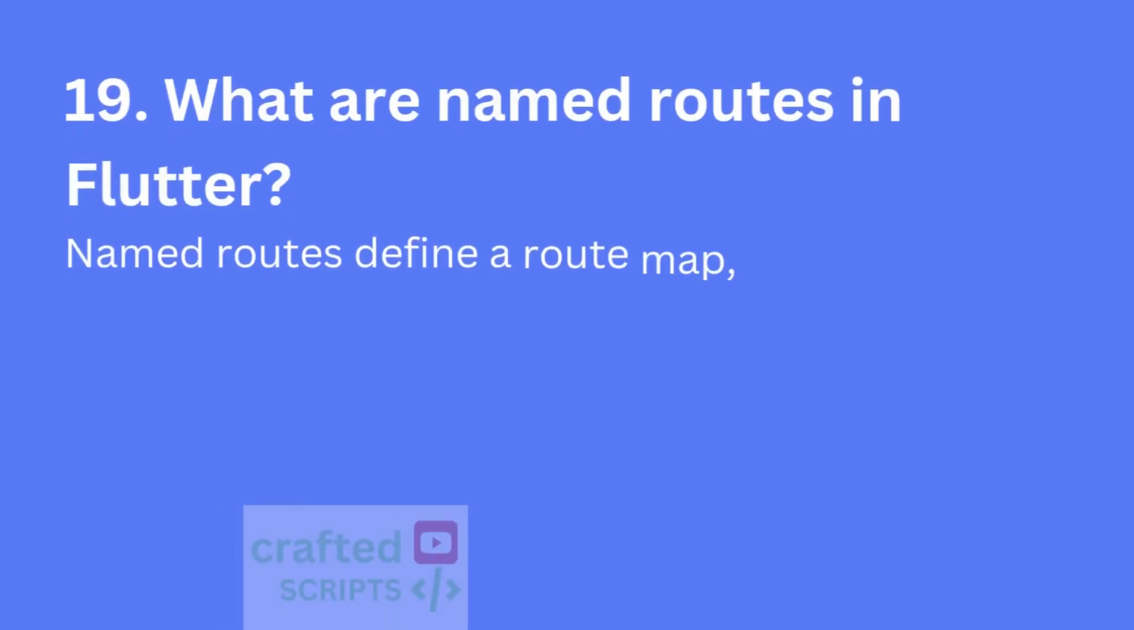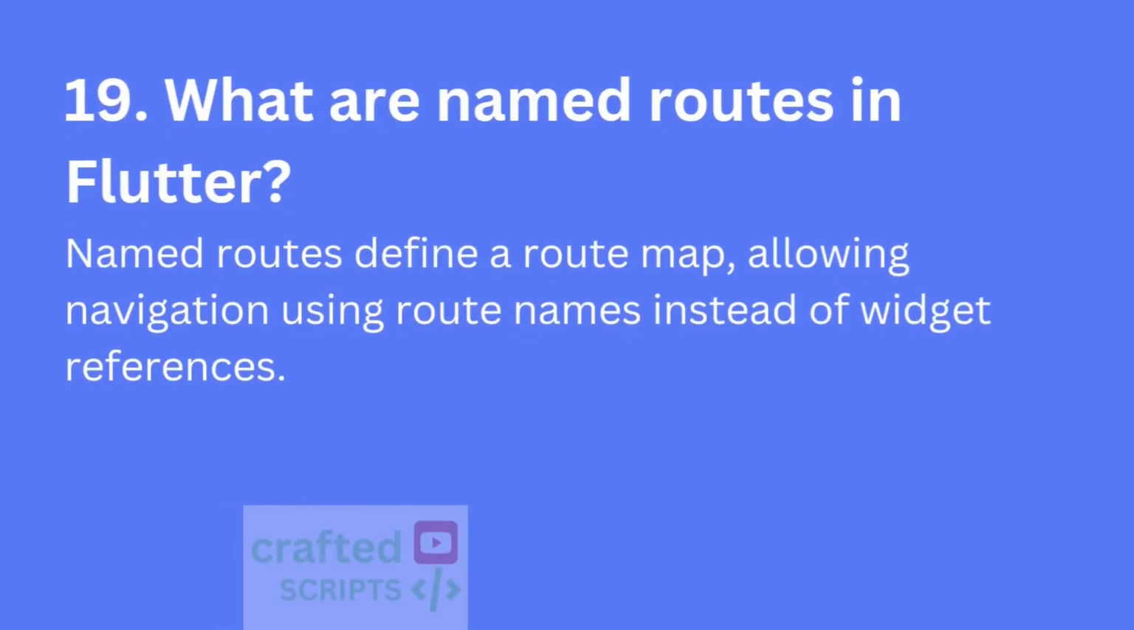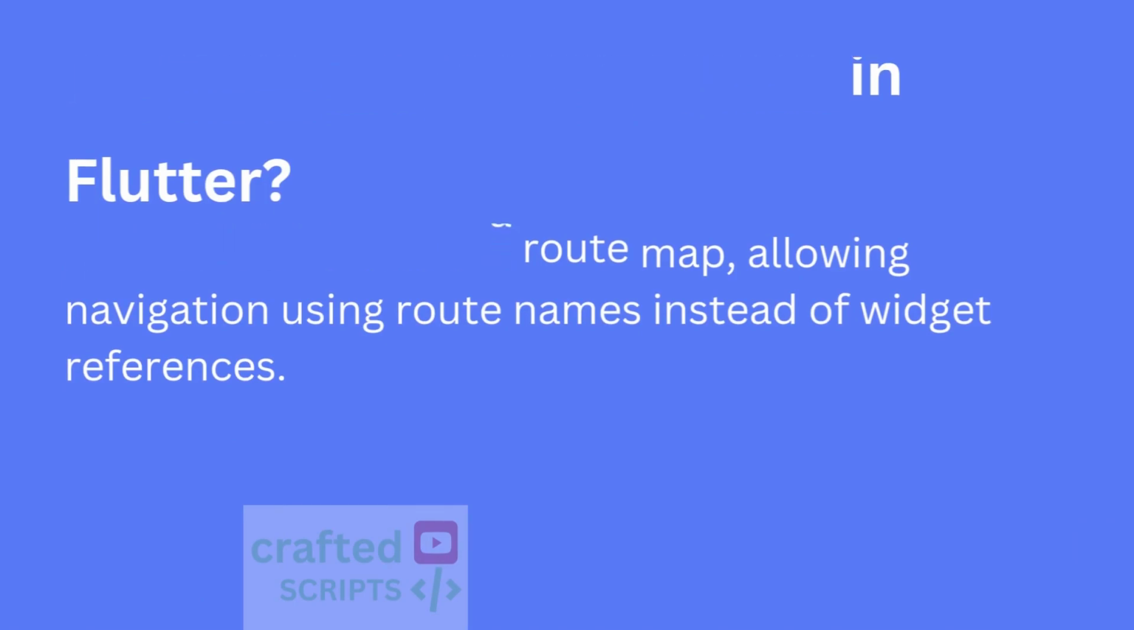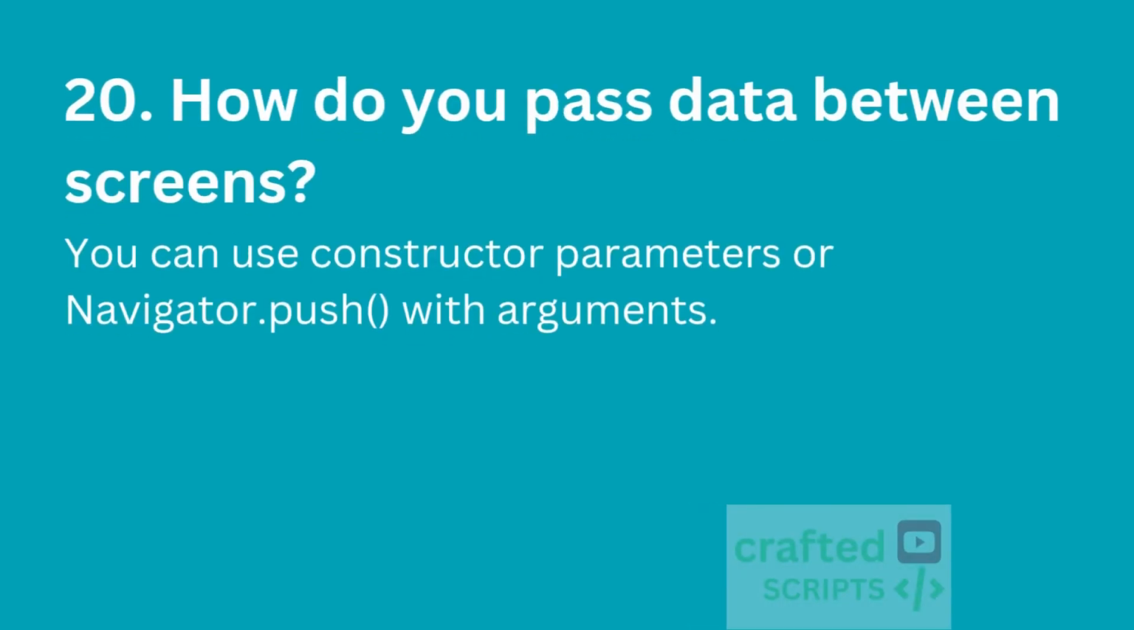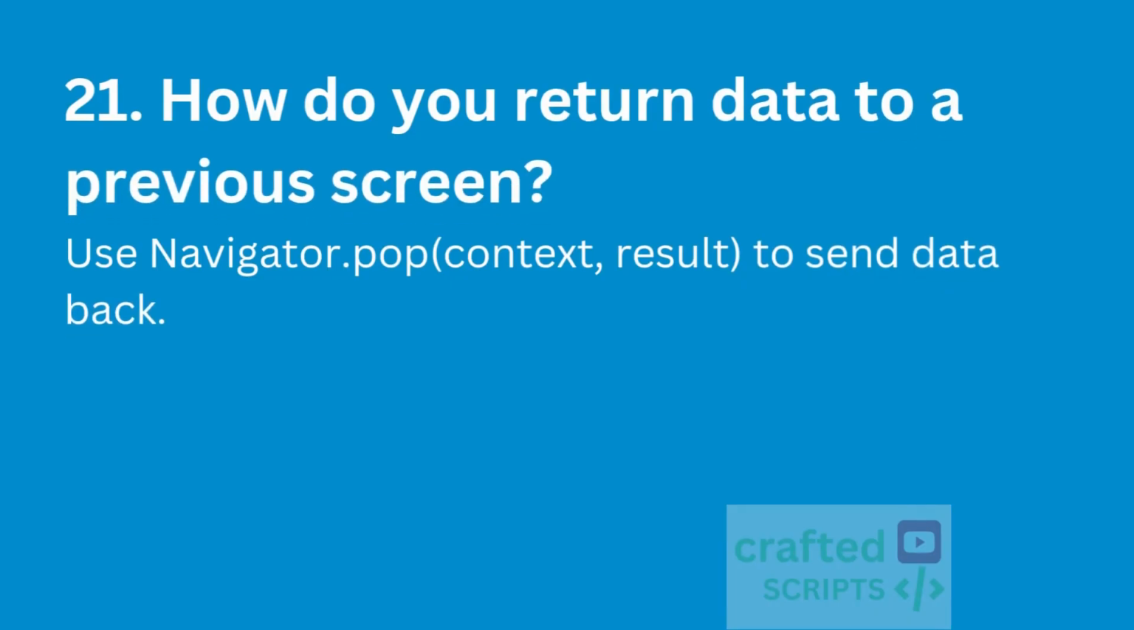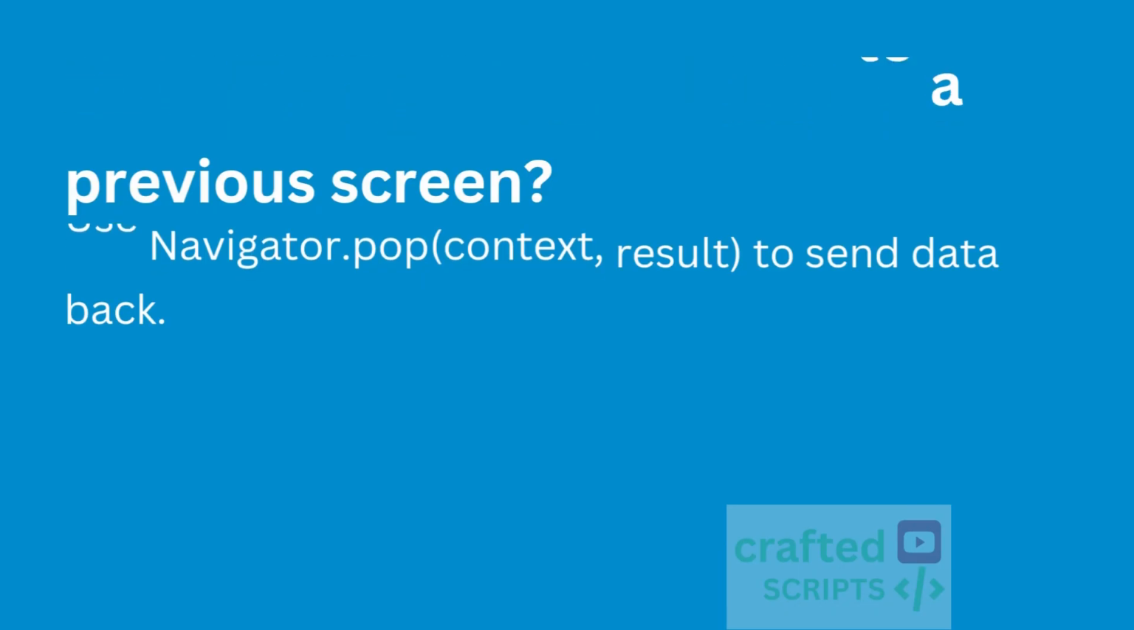Question number 19. What are named routes in Flutter? Named routes define a route map, allowing navigation using route names instead of widget references. Question number 20. How do you pass data between screens? You can use constructor parameters or Navigator.push with arguments. Question number 21. How do you return data to a previous screen? Use Navigator.pop(context, result) to send data back.